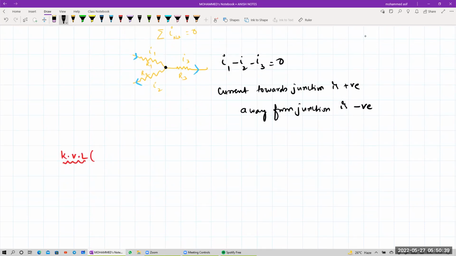KVL చెప్పు. KVL is what, beta? Summation of your total potential is 0, for one loop. Yes, sir.